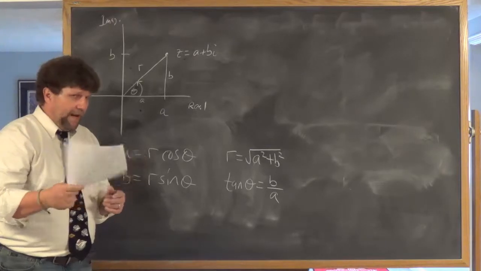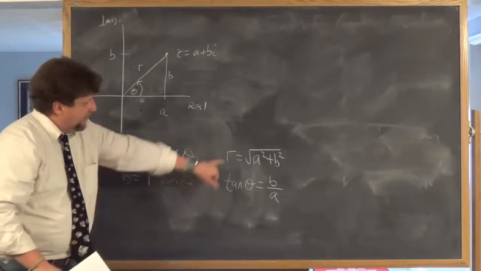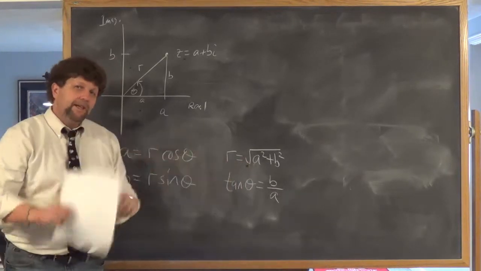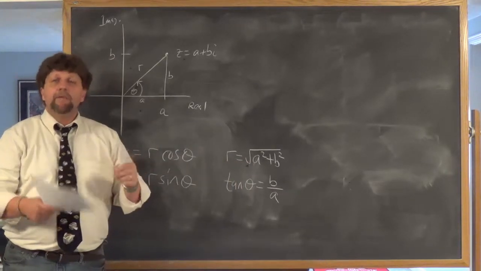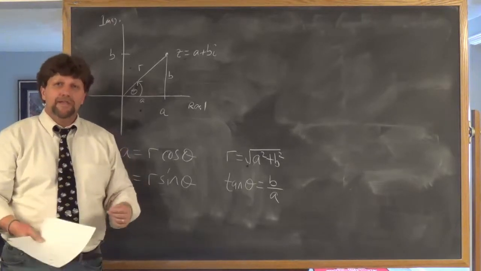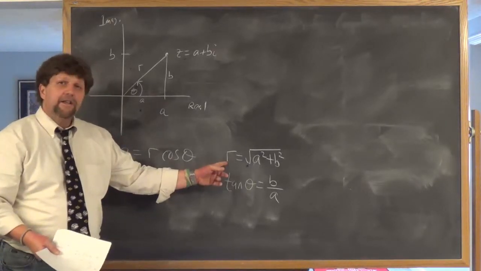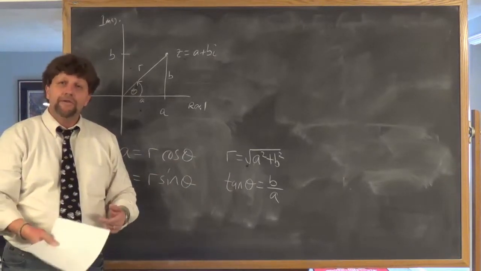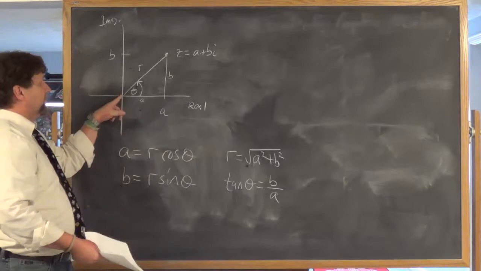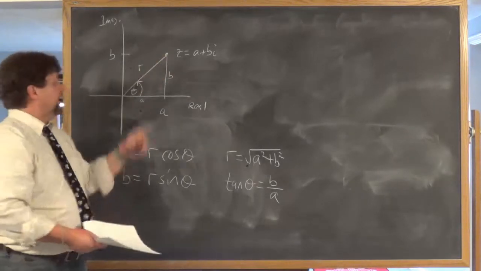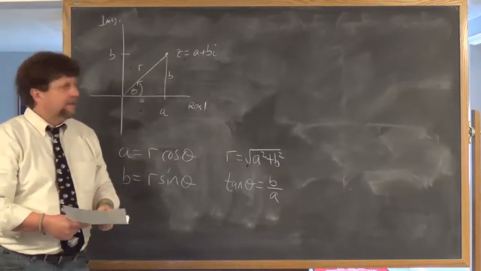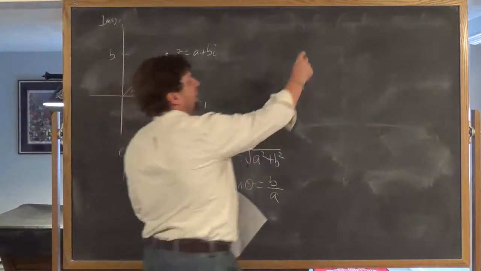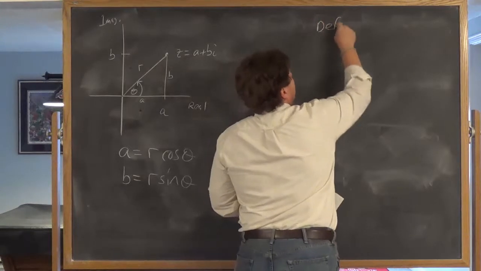One thing I'd like to point out here, this should look familiar, the square root of A squared plus B squared. We just did an example showing that that's how we find the absolute value of Z. So this R is nothing more than the absolute value of Z. Remember I said absolute value of Z is the same thing as the distance from the origin to the complex number? Sure looks like that's what that is. So with all this stuff, we can make sense out of the following definition.